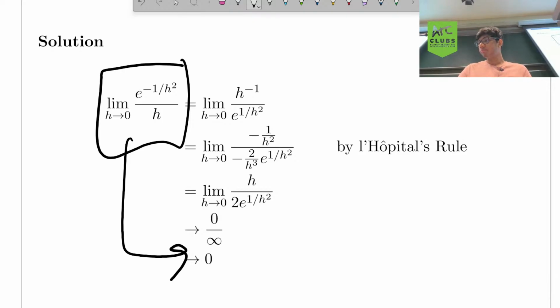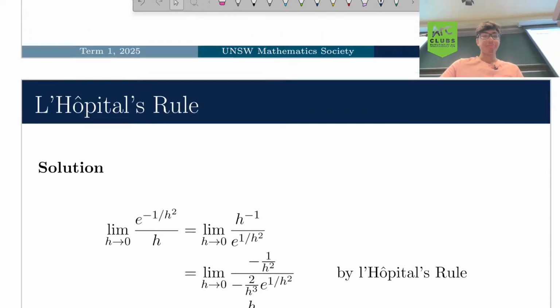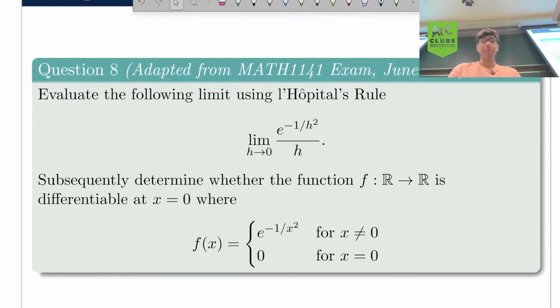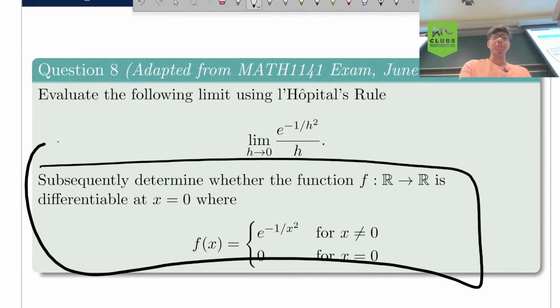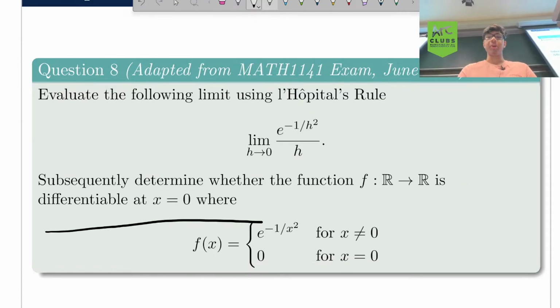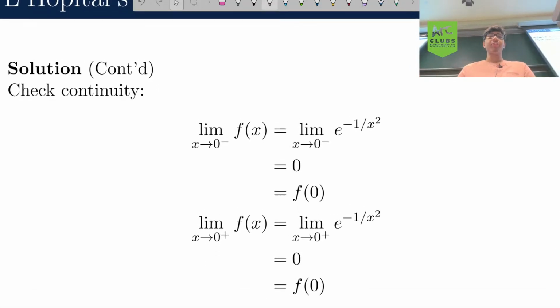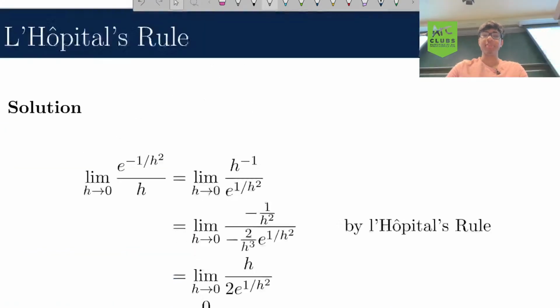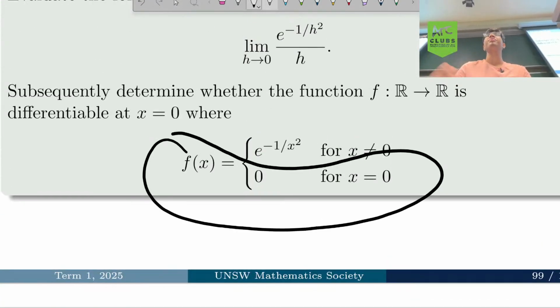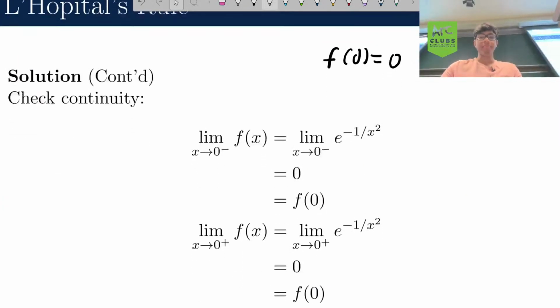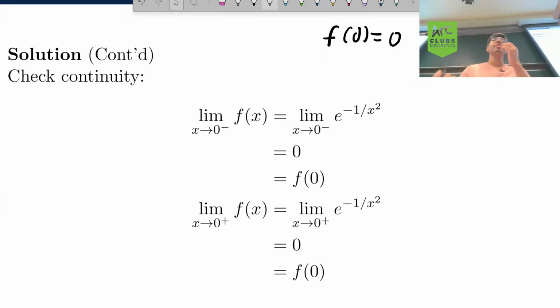Okay, let's consider the other part of this question. The other part says, subsequently determine whether the function is differentiable at x equals 0. What does that mean? For it to be differentiable, the left-hand limit and the right-hand limit have to both agree, and it has to be equal to the function value. I know the function value f of 0 equals 0. They did give me that explicitly in the question. Cool. And let's consider now the limits.